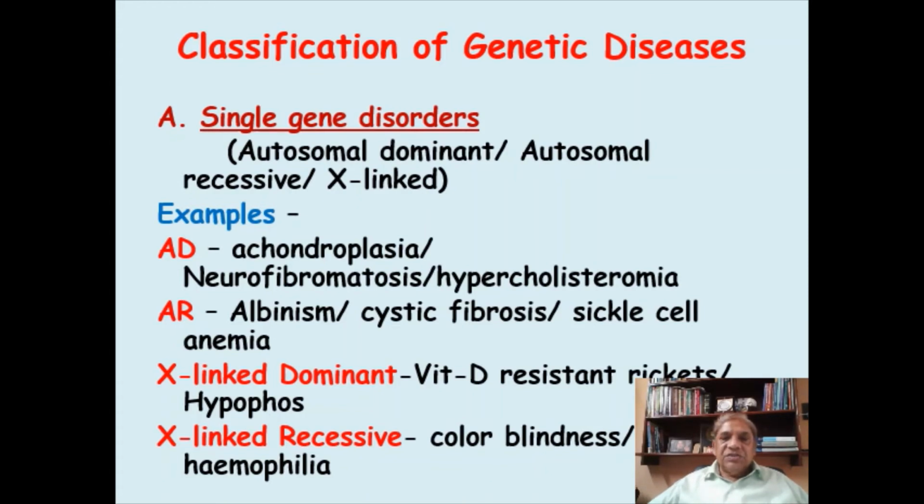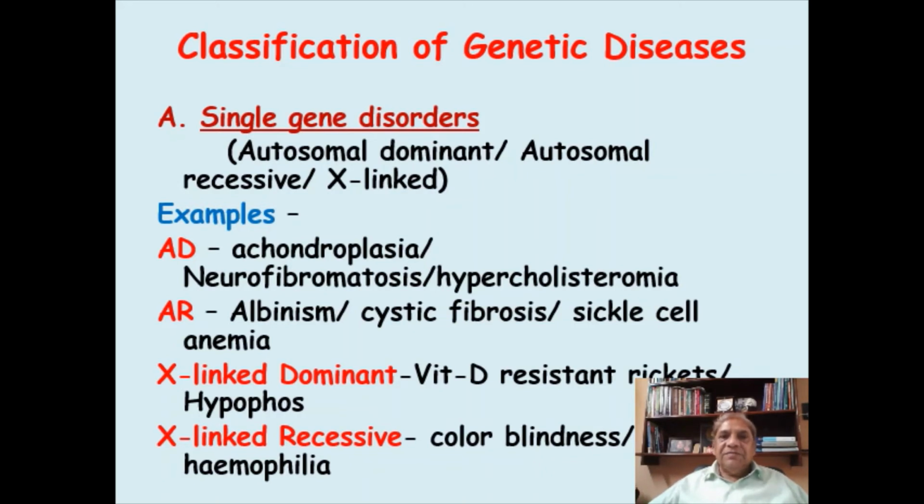So this is due to a defect in a single gene, and I will talk to you about autosomal dominant, autosomal recessive and X-linked individually. There will be a separate lecture for each kind of single gene disorder. At this stage, you just note down what the different single gene disorders are. That is sufficient for today's lecture.